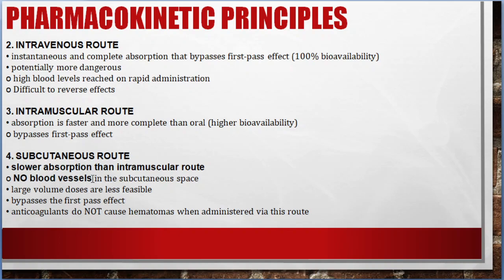This is because there are no blood vessels in your subcutaneous space compared to your intramuscular route. Large volume doses are less feasible. It also bypasses your first pass effect. Anticoagulants do not cause hematomas when administered via this route because there is no presence of blood vessels.